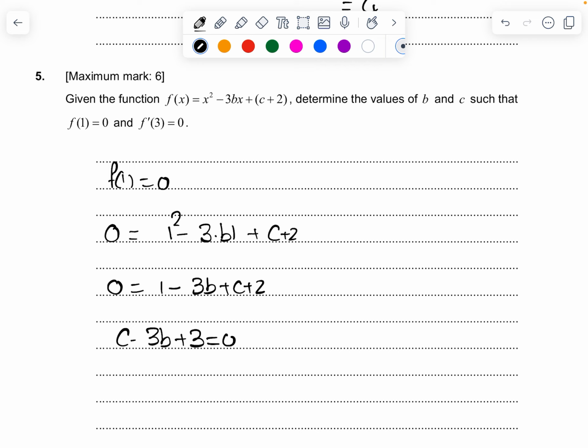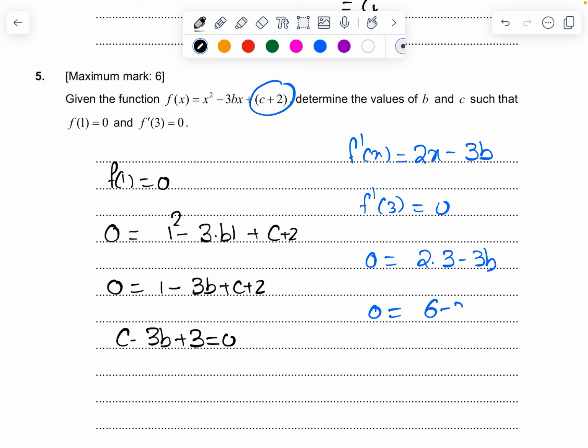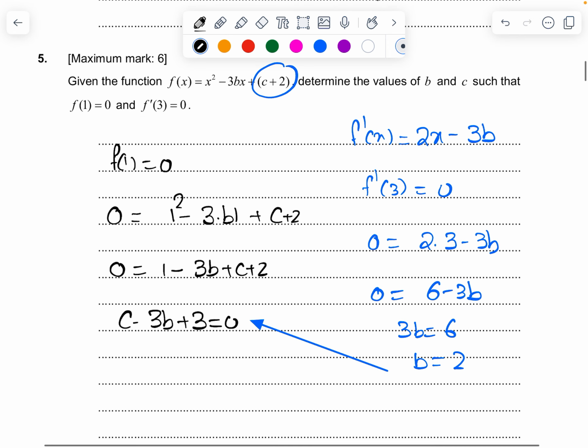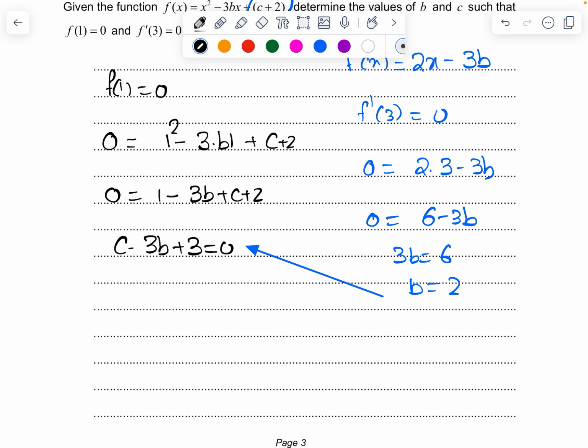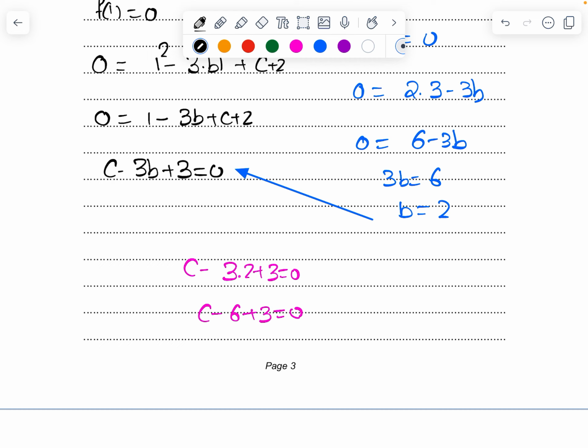Next I'm going to find f prime x. F prime x will become 2x minus 3b. C plus 2 derivative is 0. But he gave that f prime of 3 equals 0. So 0 equals 2 times 3 minus 3b. 0 equals 6 minus 3b. So 3b equals 6, b equals 2. Plug in b equals 2 in this one. You should be getting it out. C minus 3 times 2 plus 3 equals 0. C minus 6 plus 3 equals 0. So it becomes c minus 3.